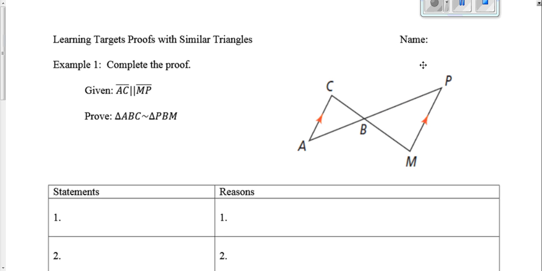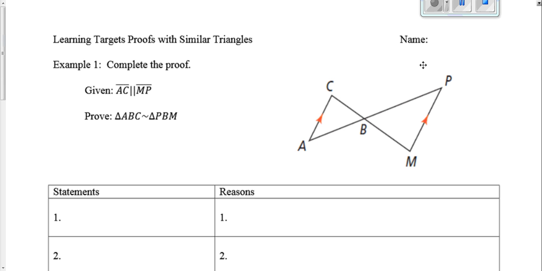Today we're going to be learning about working with two-column proofs with similar triangles. If you remember, we did this to prove triangles congruent, so this time around we're doing it to prove them similar. Remembering once again that triangles are similar, meaning they have the same shape but not the same size. So all the angles are congruent and the corresponding sides are proportional.